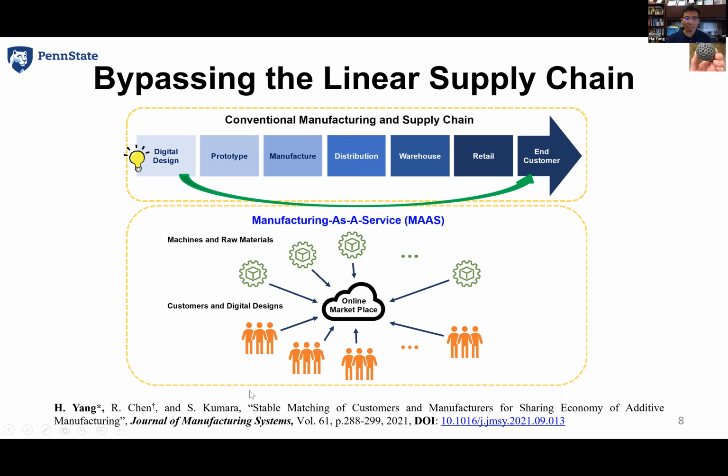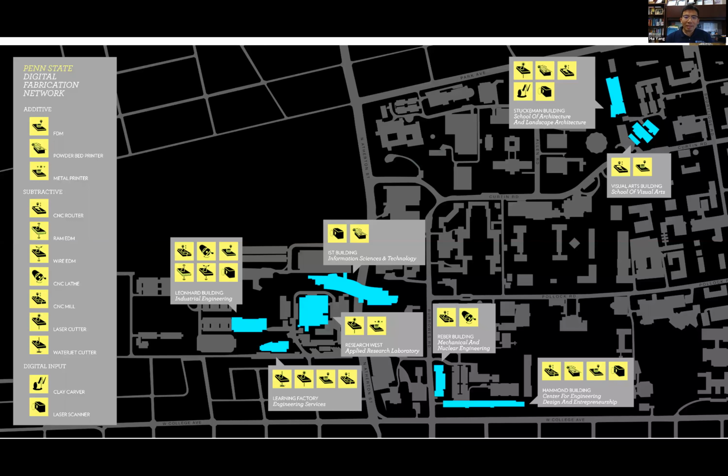So this is one paper about our idea, how to use matching theory to implement the sharing economy of additive manufacturing. Matching theory is a Nobel Prize winning theory in economics. Now, can we translate those kinds of theory to manufacturing and make a better manufacturing system or manufacturing world? If you are interested in sharing economy and manufacturing supply chain, you may refer to this paper. It was just published in the past month. So this is not just talking.